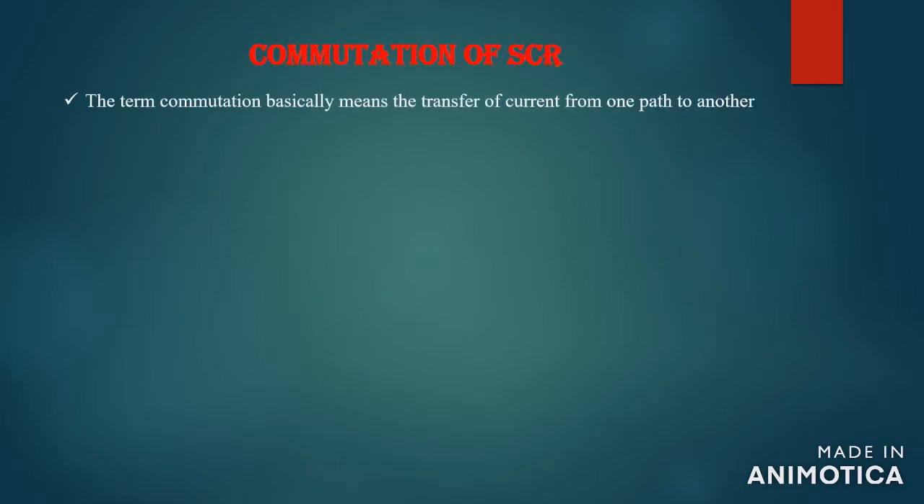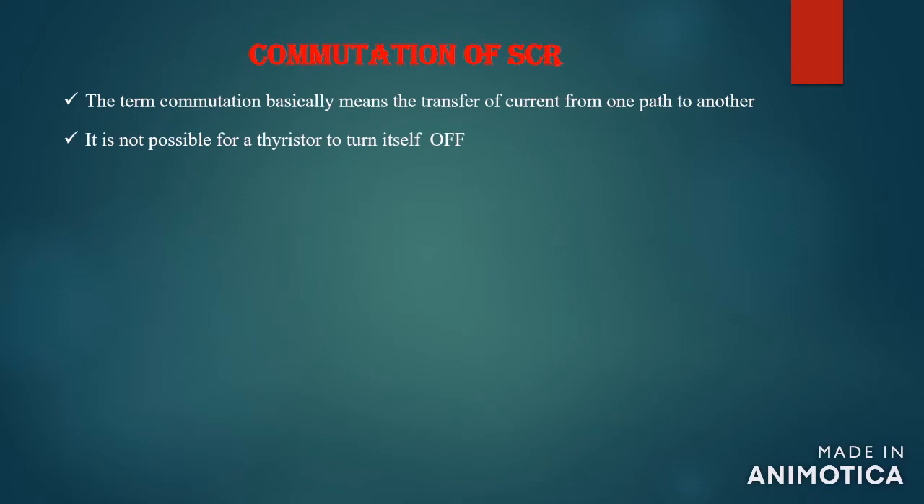In this lecture, we'll discuss the commutation of SCR, types of commutation and class C commutation. Commutation is basically the term which is used for representing the transfer of current from one path to another. In the case of SCR, we already know that it cannot turn off by itself.